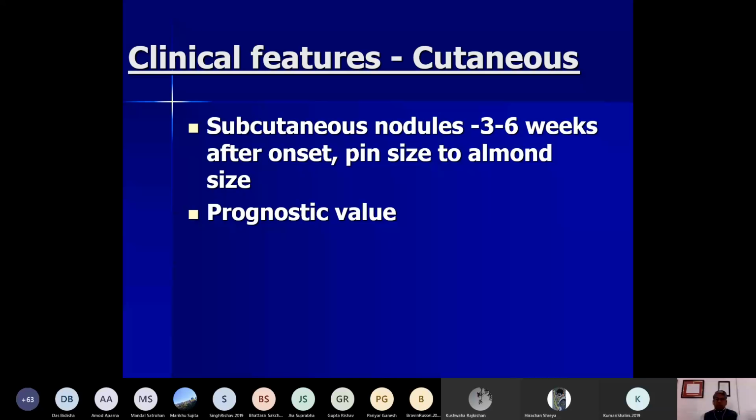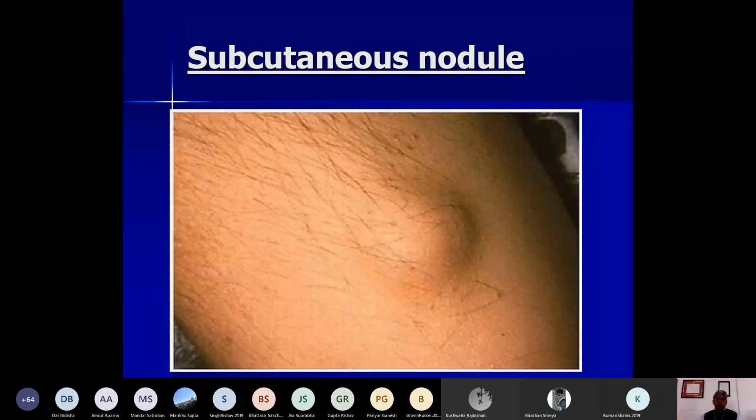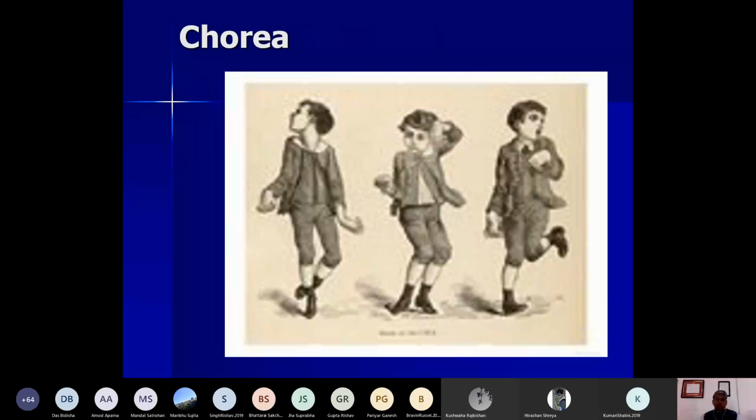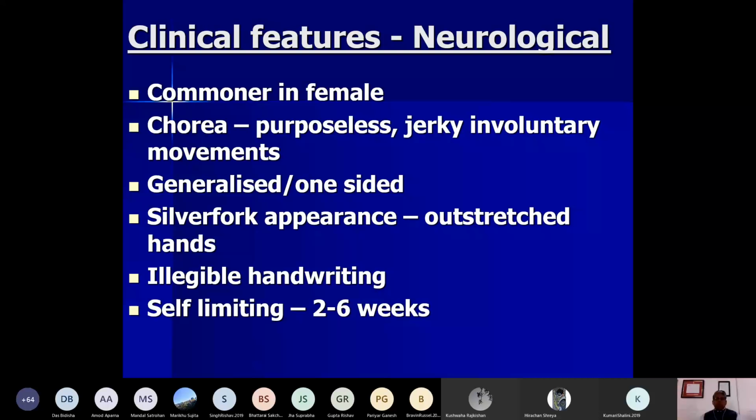Like the subcutaneous nodules, painless, are not noticed, but they have got prognostic significance. And some patients may be reported with poor handwriting, particularly children, and that can occur because of what we know as a neurological involvement leading to chorea, which are involuntary, purposeless movements of the limbs. It could be one-sided or generalized.